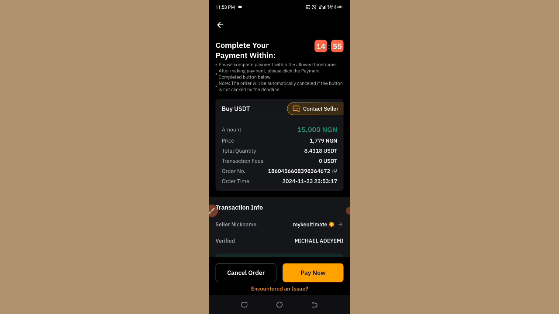So when you come here, you don't have anything to do here. You just have to read everything that they put here. So this is the amount of USDT you are going to be receiving. We are going to be receiving 8.4318 USDT, where we'll send 15,000 to this guy. So you just click on pay now.